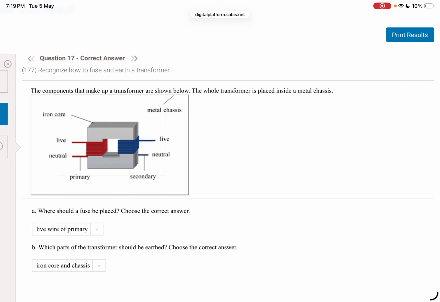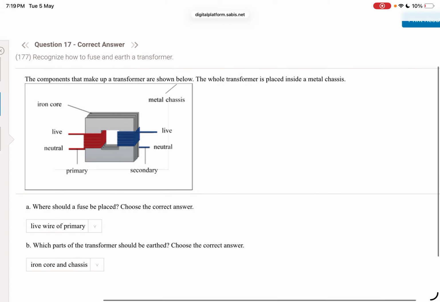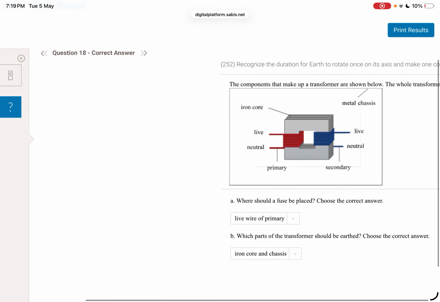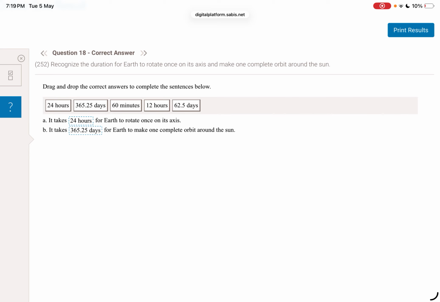Now, question number 17. Here, it's memorization, where should a fuse be placed? It has to be in the live wire of the primary, so it becomes safe. And which parts of the transformer should be earthed? The iron core and the casing, so you don't get electrocuted. So it can be earthed, so it will be safe, you know. And then question number 18, also it's memorization, it's about the days and stuff. It takes 24 hours, okay, that's obvious. And it takes how many days?